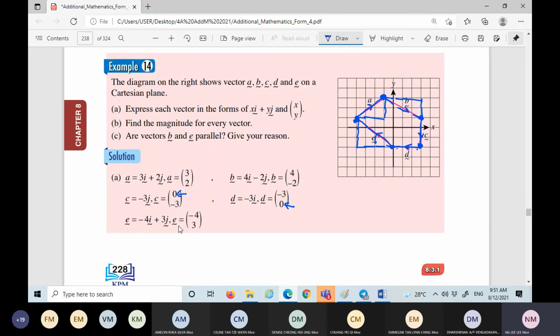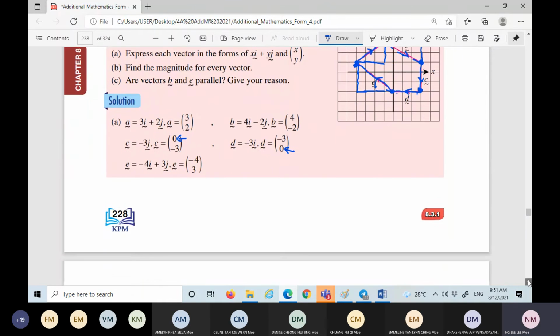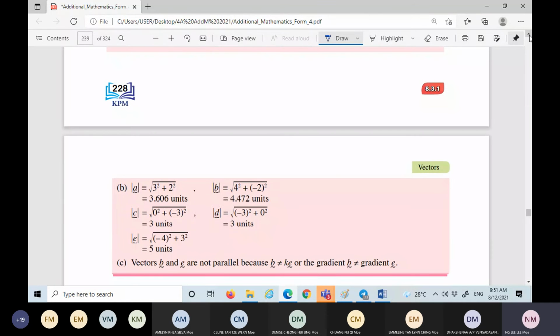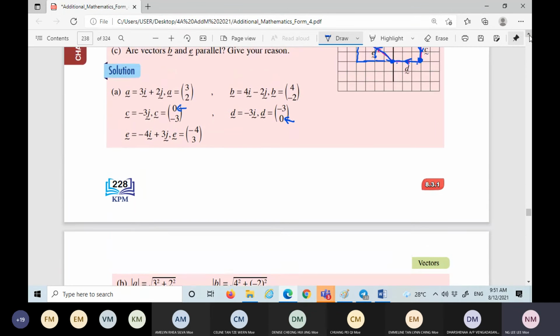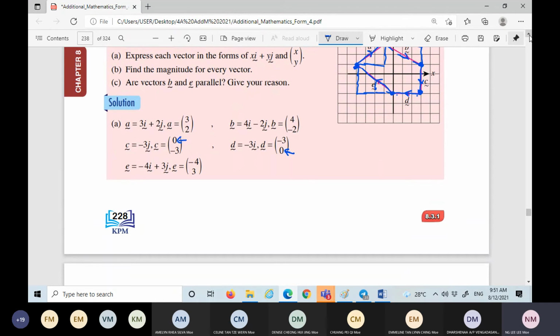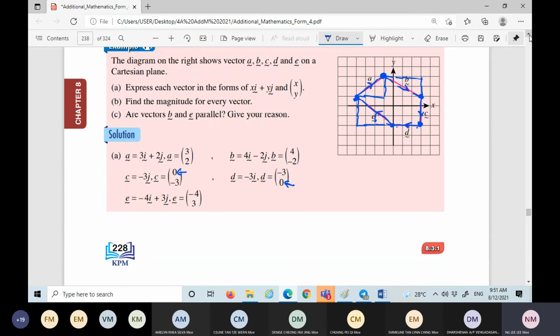Part B. Find the magnitude of vector AB. For magnitude, you can find it by yourself. Not difficult. We just follow the formula, the square root of x squared plus y squared, which gives square root 8. So for magnitude, you can see the answer. For part C, are vectors B and E parallel? Give your reason. B here and then E here. This is B and this is E. Are these two parallel or not?